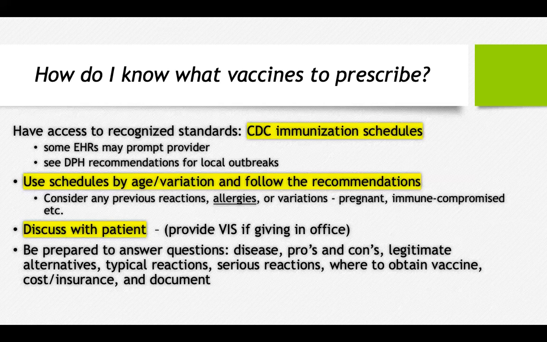You want to make sure you discuss with the patient and give the consent form in terms of what contraindications they possibly could have. Be prepared to answer questions: disease, pros and cons, legitimate alternatives, typical reactions, serious reactions, where to obtain a vaccine, the cost, insurance, and just make sure you document the conversations you had with the patient.